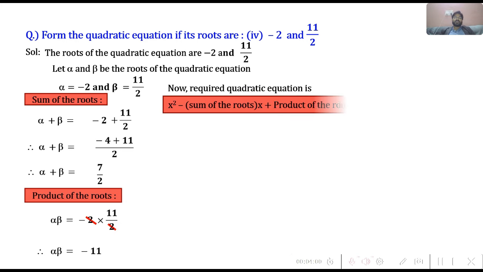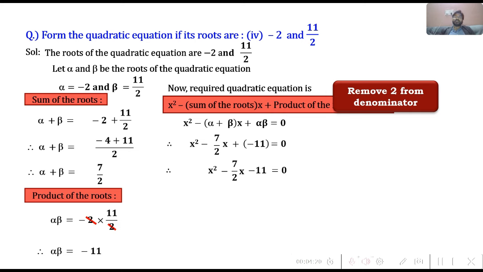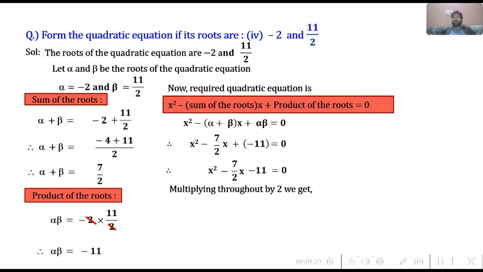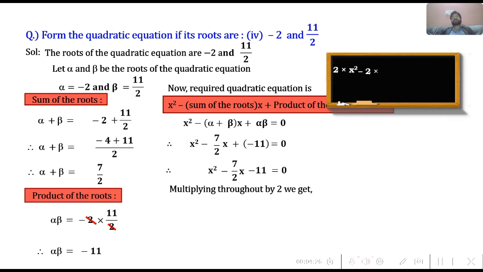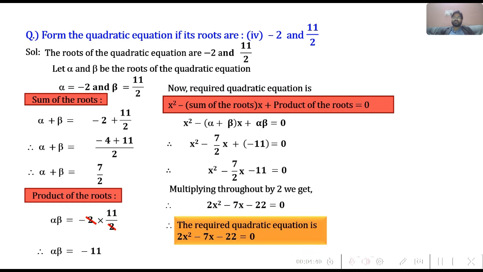So the equation is x square minus sum of root x plus product of root. So x square minus 7 by 2x, plus product of root is minus 11. So the required equation is x square minus 7 by 2x minus 11 equal to 0. Now remove 2 from the denominator by multiplying throughout the equation by 2. So we will get 2x square minus 2 into 7 by 2 of x minus 2 into 11 equal to 0. 2 and 2 cancel. So 2x square minus 7x minus 22 is equal to 0. The required quadratic equation.